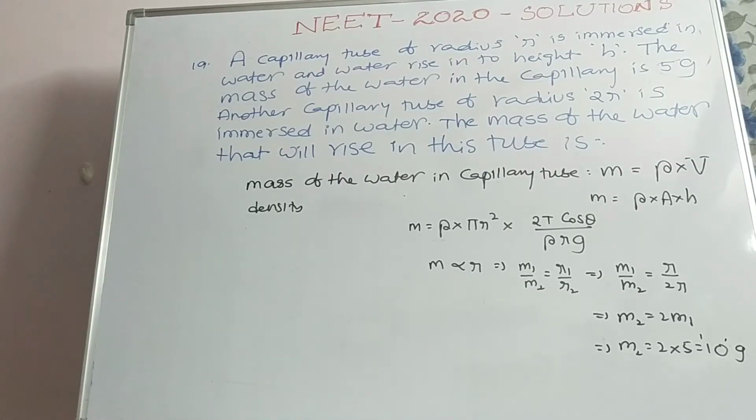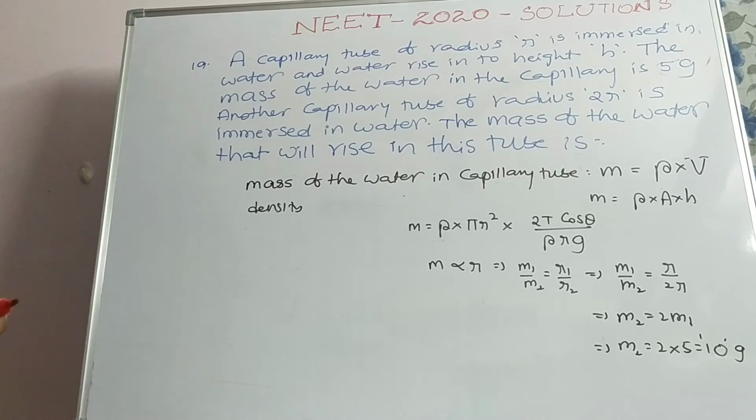Now here, question number 19. A capillary tube of radius small r is immersed in water and the water rises to height h. The mass of the water in the capillary is 5 grams. Another capillary tube of radius 2r is immersed in water. The mass of the water that will rise in this tube is?